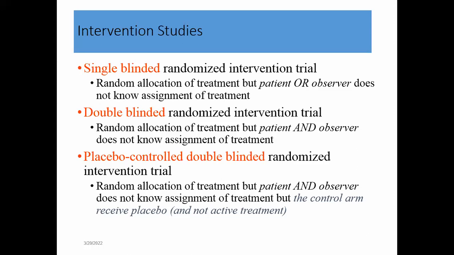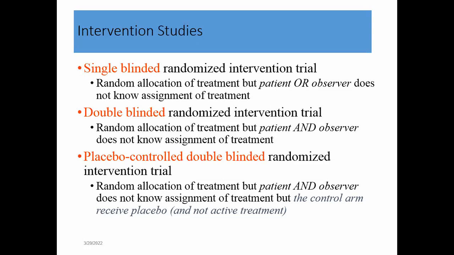Then we have the double-blinded randomized intervention trial. Here, there is random allocation of treatment, but the patient and observer do not know the assignment of treatment. In other words, we pick our samples randomly from the population, and the treatment given is not known to the interviewer, the observer, and even the person or the patient receiving that treatment. And why do we do all this? Just simply to avoid bias.